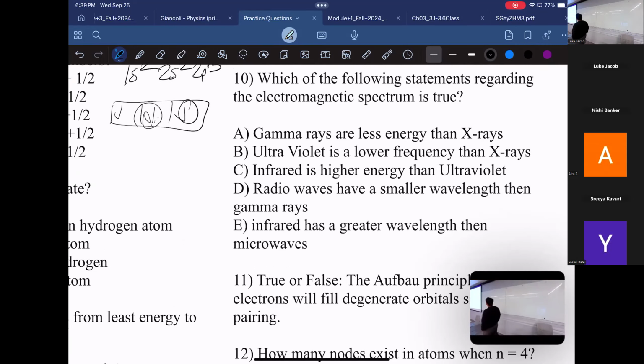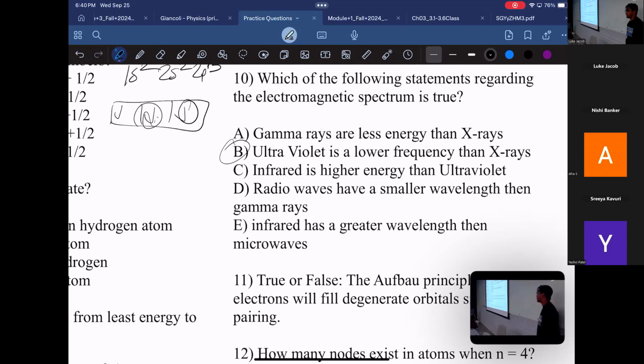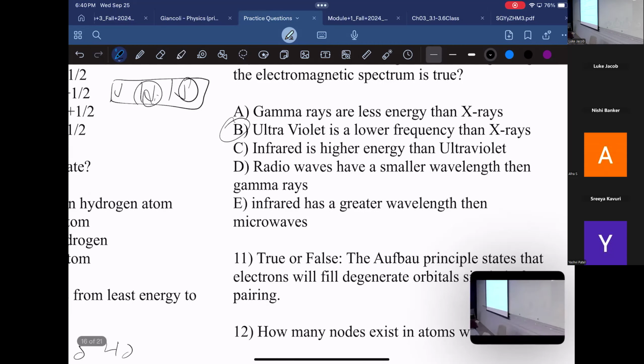Which of the following statements regarding the electromagnetic spectrum is true? Does anyone know? UV is lower frequency than X-rays. Yes, you're right. I don't have it memorized, but I checked that question before so I can look professional. But you just kind of have to know this. It really sucks, but there will be one or two questions about this on the test, so make sure you know that.